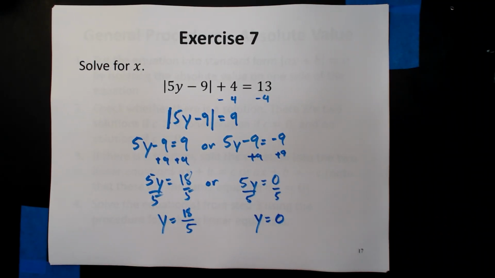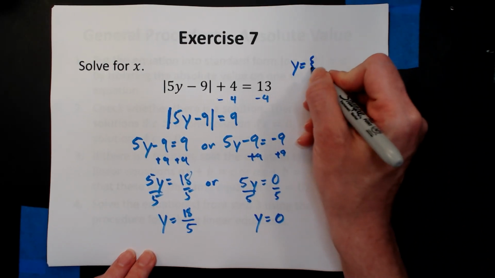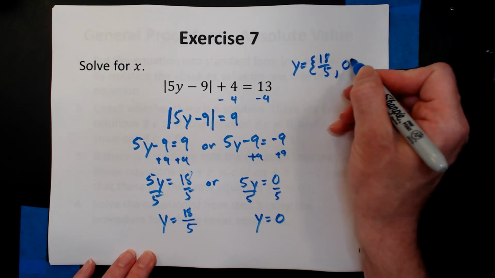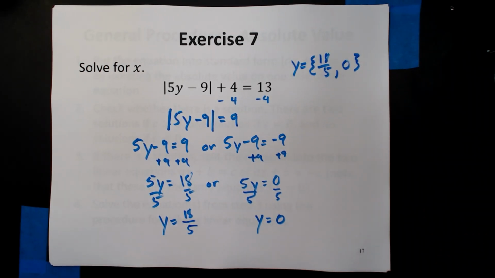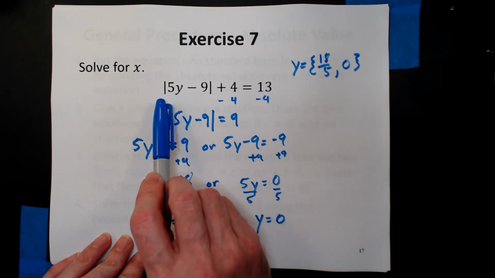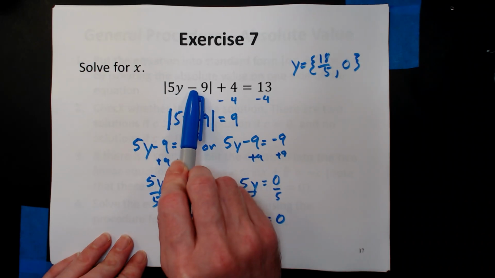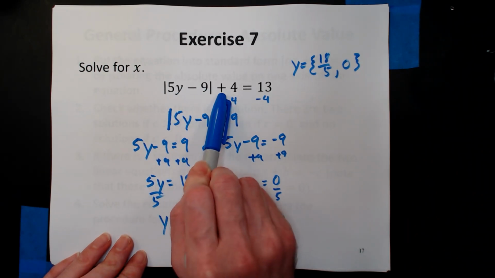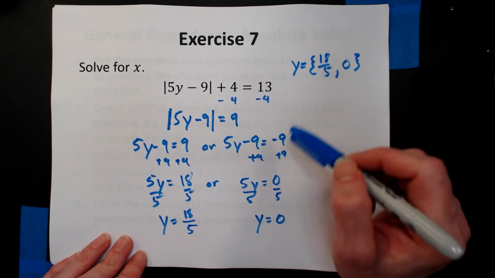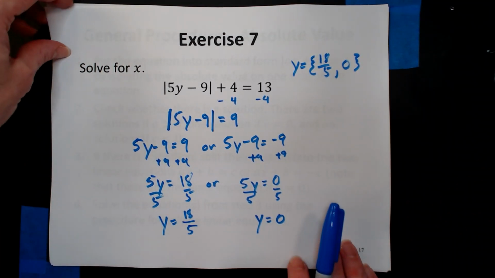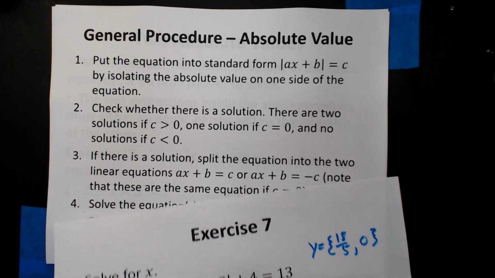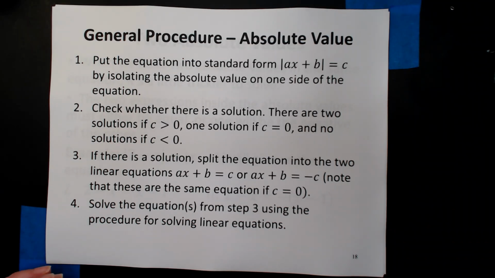So I have two answers here. For y, I have y equals 18 over 5, or 0, the two possible solutions. And you can always check that. You can plug in 0 here, and you'll get 0 for y, minus 9, absolute value of minus 9 is 9, plus 4 is 13, and 18 over 5 will work as well. Always check your answers when you have the time. Some problems require you to check your answers. We'll talk more about those later.